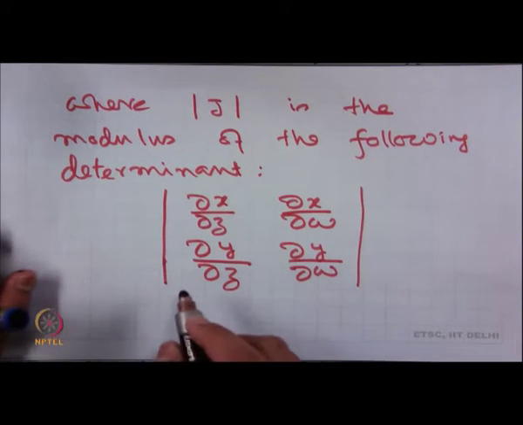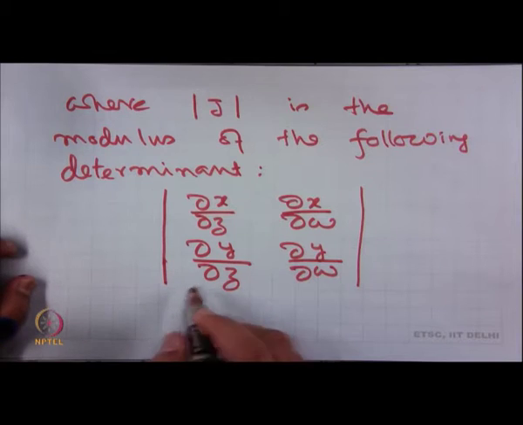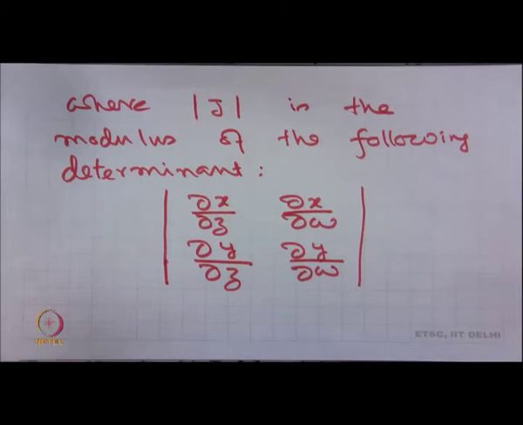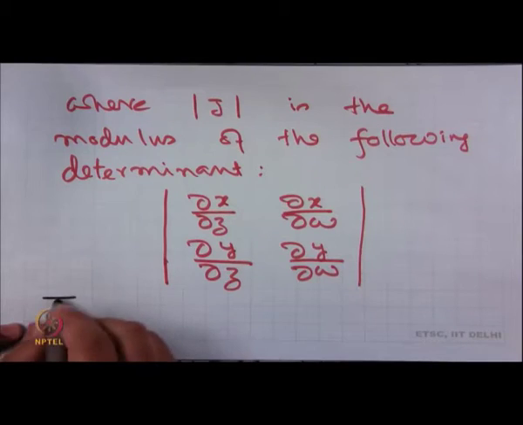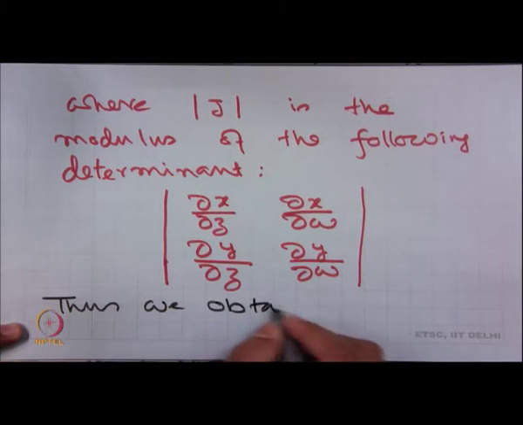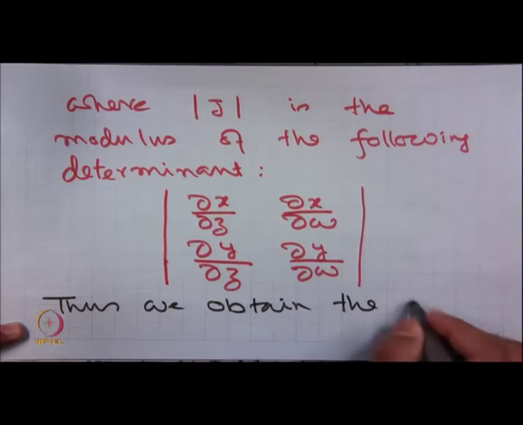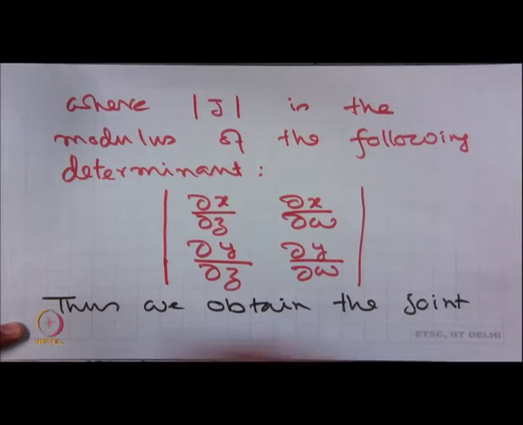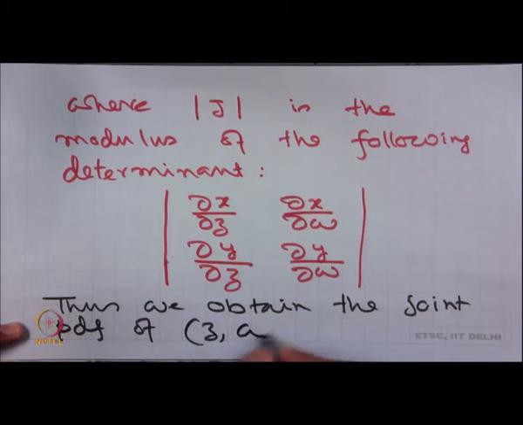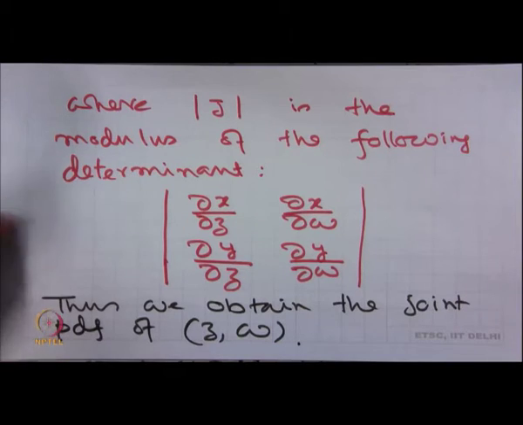So, we compute the determinant, and the PDF f expressed in terms of ZW multiplied by the determinant gives us the PDF for ZW. The joint PDF of Z and W. What is the advantage?